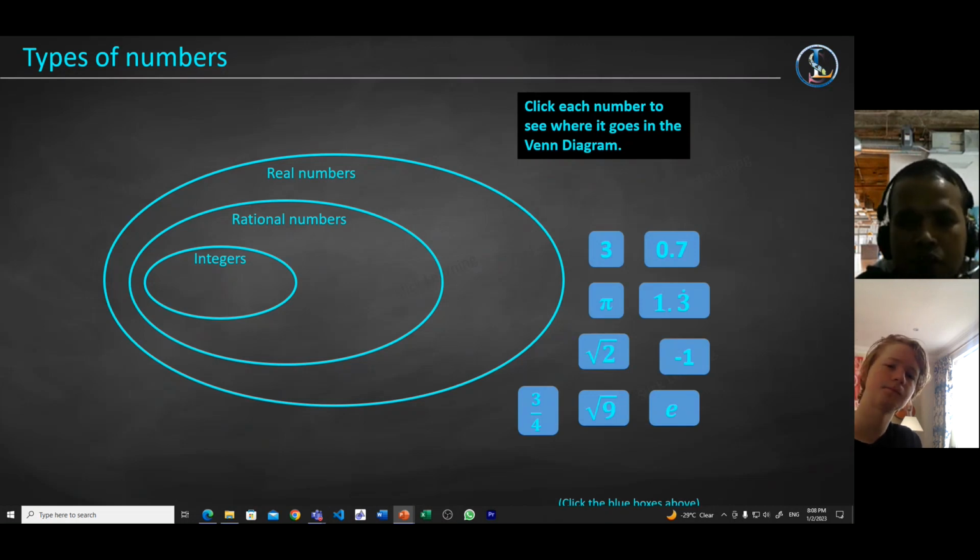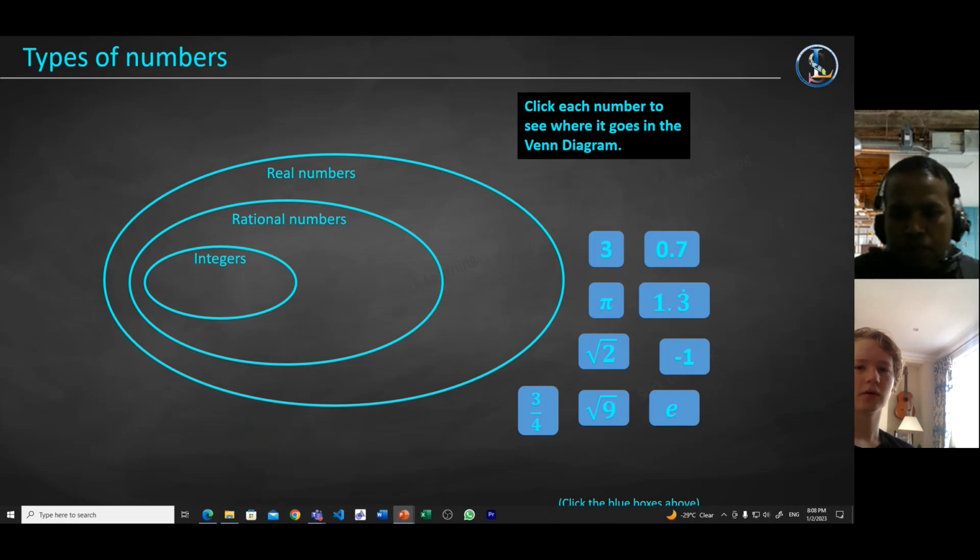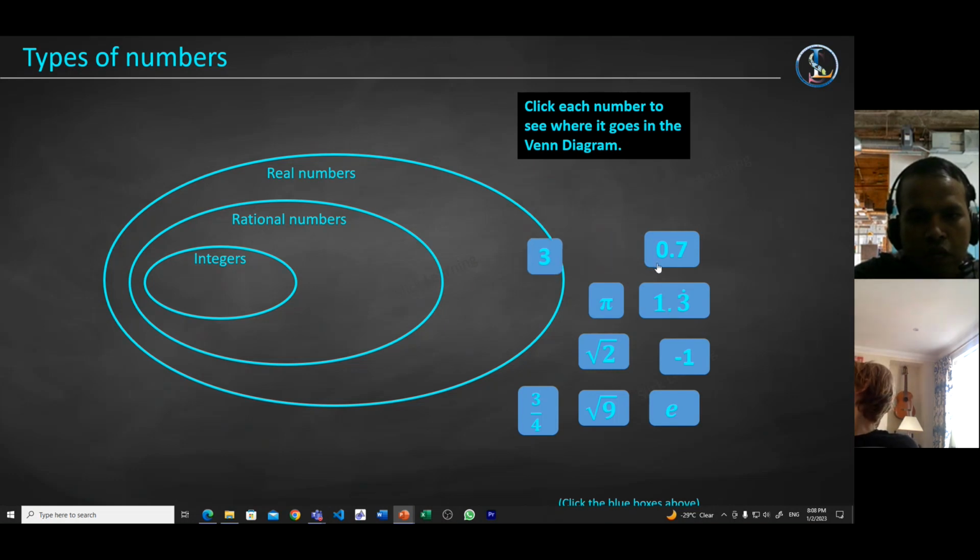So out of all these given numbers, can you recognize which one is a real number, which is a rational number, and which is an integer? So wouldn't 3 be a real number? Yeah, that's right. Three will be a real number.